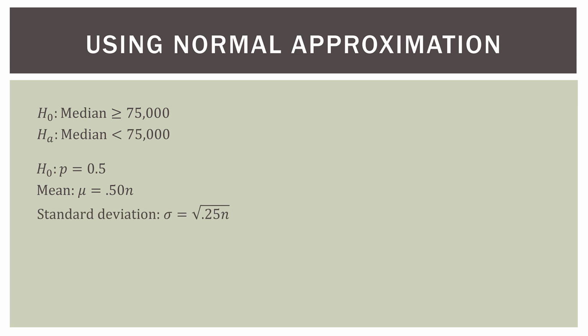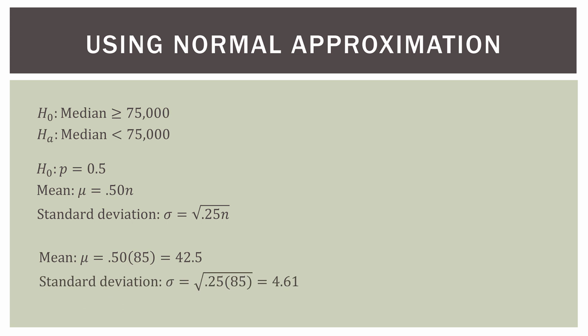So the mean, remember, is 0.50 times n, our sample size. Standard deviation is the square root of 0.25 times n, which is our sample size. So we go ahead and do those. So we have 0.5 times 85, because our sample size is 85 observations. So our mean is 42.5. The standard deviation is the square root of 0.25 times our sample size, and that comes out to 4.61.